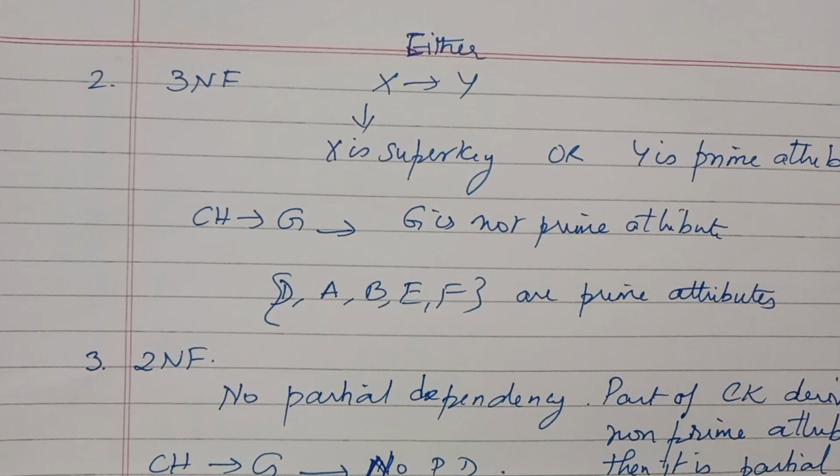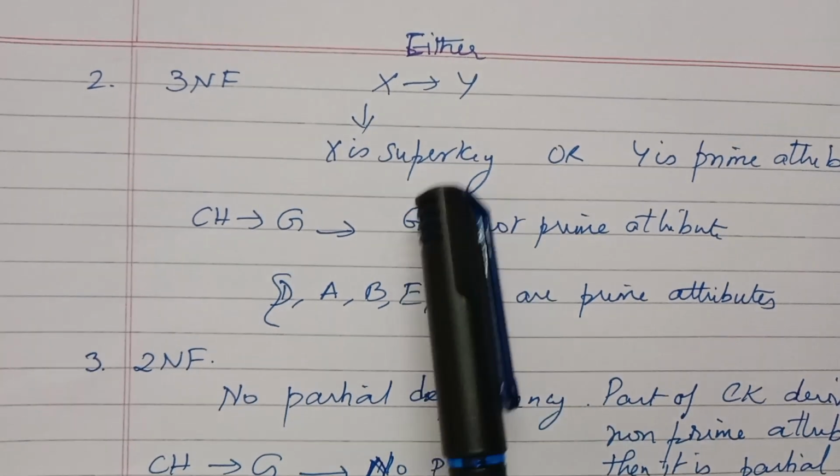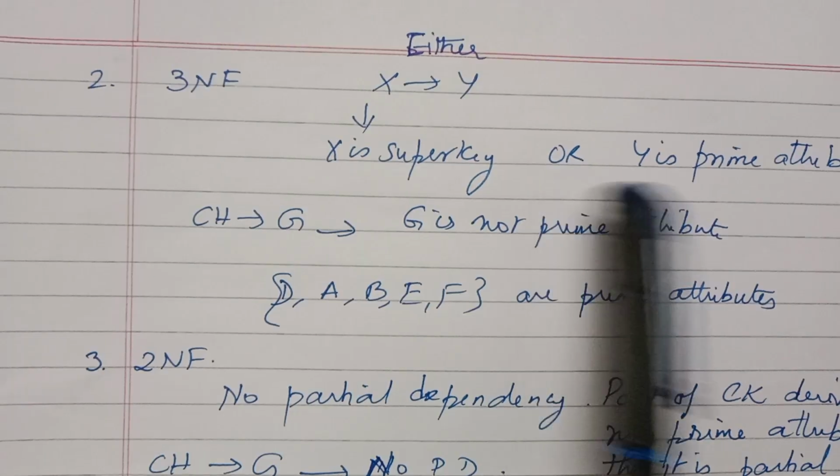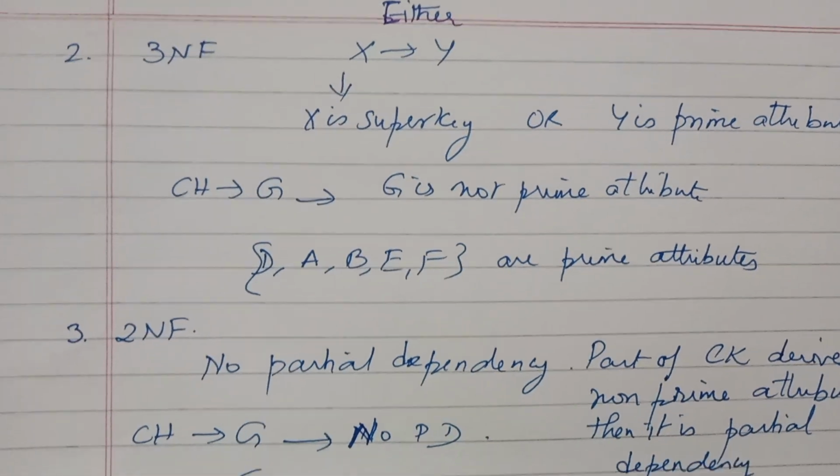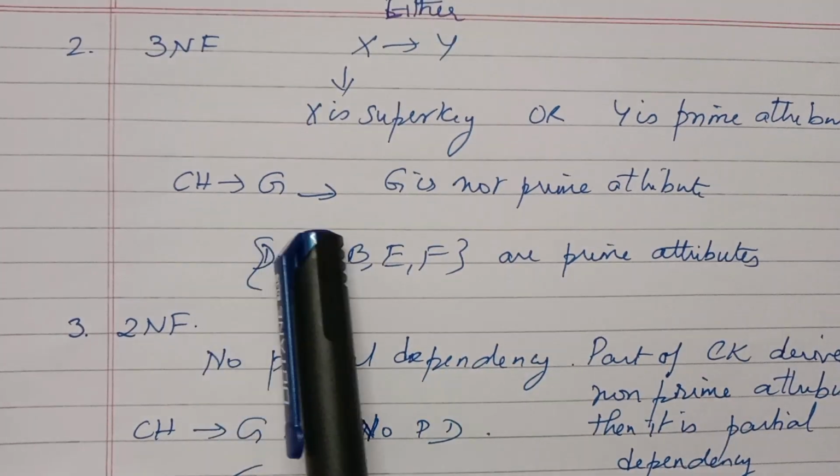Next is find the 3NF. So 3NF, what is the condition? So X derives Y means X can be the super key or Y can be the prime attribute. So this is the condition. So either X can be a super key or Y is the prime attribute. This is the condition. So here again you take the first functional dependency, that is CH gives G.